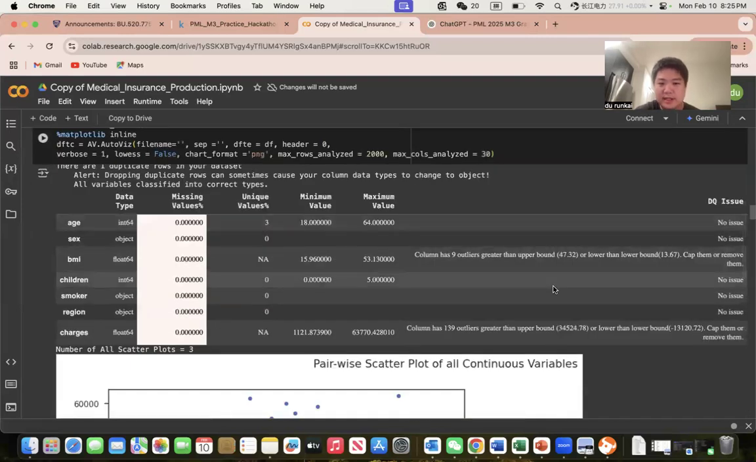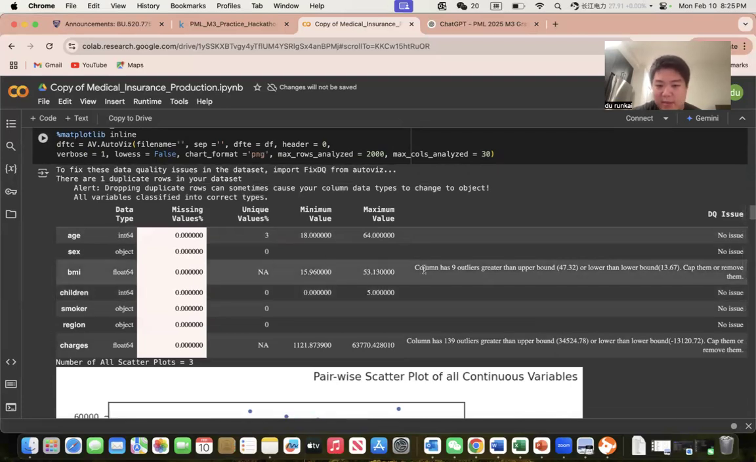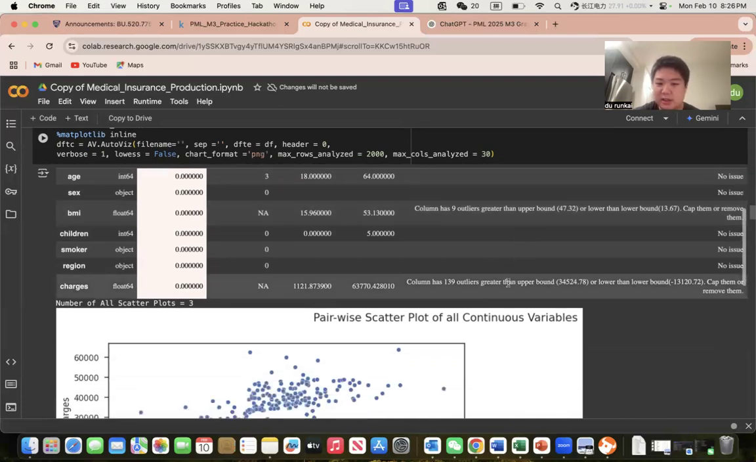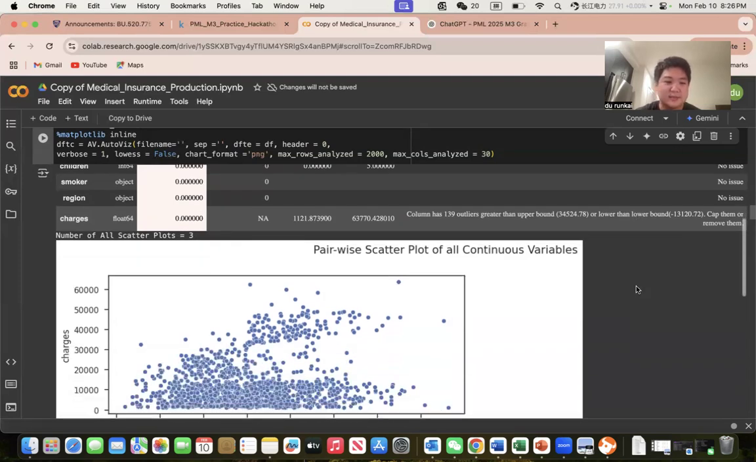Here, we can see some outlier data. For the BMI, there are 9 outliers greater than the bound. 9 outliers will not affect anything. We can leave that alone. But for the charges, there are 139 outliers greater than the upper bound. Maybe we can use a log transform or try to use a normal distribution to make the charge data more concentrated, and it will not affect the fitting of the train and the test data set.